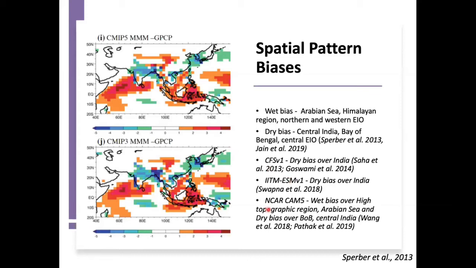And we at the DST Center of Excellence in Climate Modeling have been working with the NCAR CESM, the Community Earth System Model, and the atmospheric component of it, the Community Atmosphere Model, as the base model for improvements. So we also see the wet bias over high topography in the Arabian Sea and the Western Equatorial Indian Ocean, and dry biases over central India.